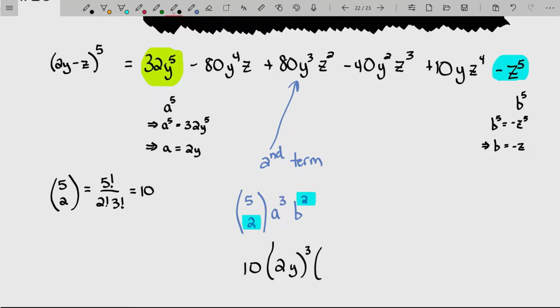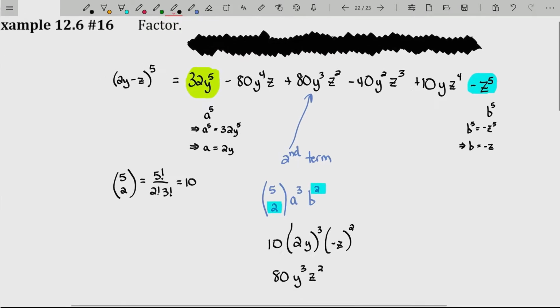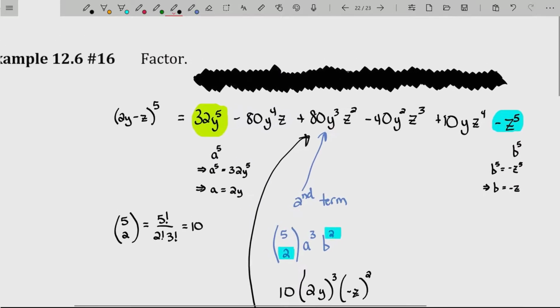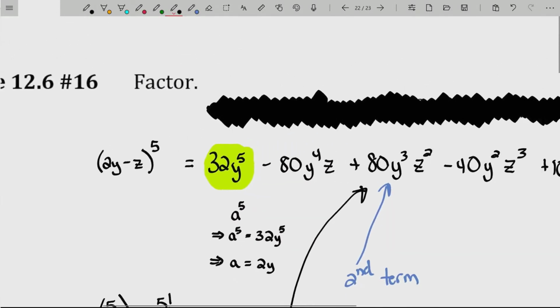B squared is a negative z squared. Let's see, 3 cubed is 8 times 10 is 80. Y cubed z squared, is that what it is? Yes, it is. Absolutely. So I feel very confident that this is actually the binomial that this polynomial factors into.